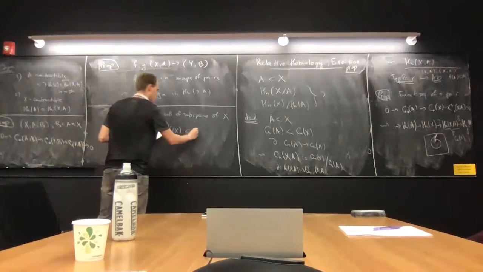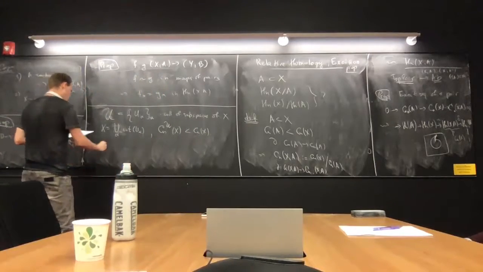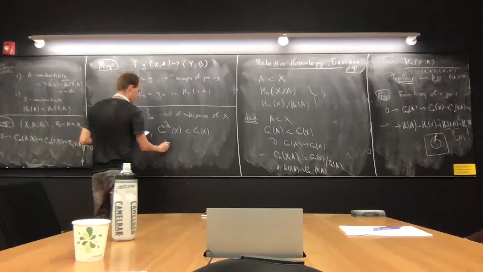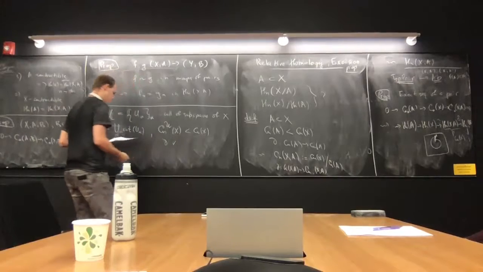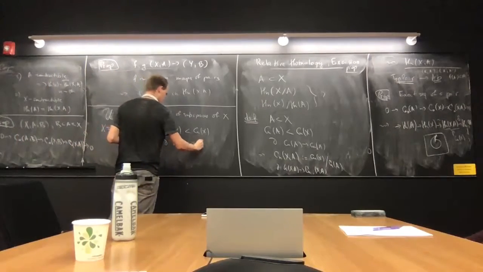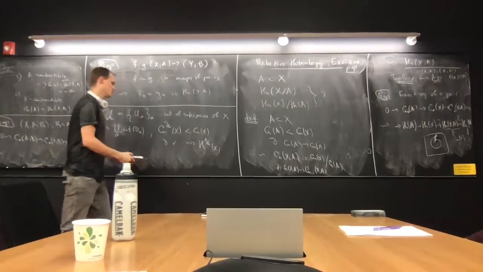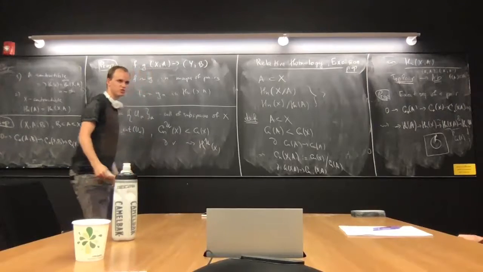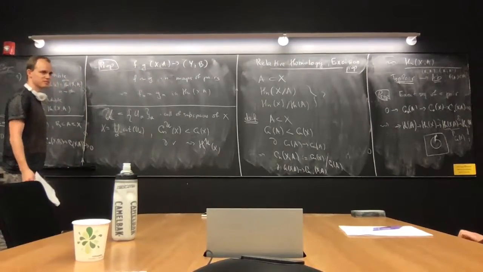So this is a subgroup of C_n(X), obviously. And the boundary operator is also well defined on this. All right. So we can define H_n^U(X). And so the question is, how different is H_n^U from H_n?